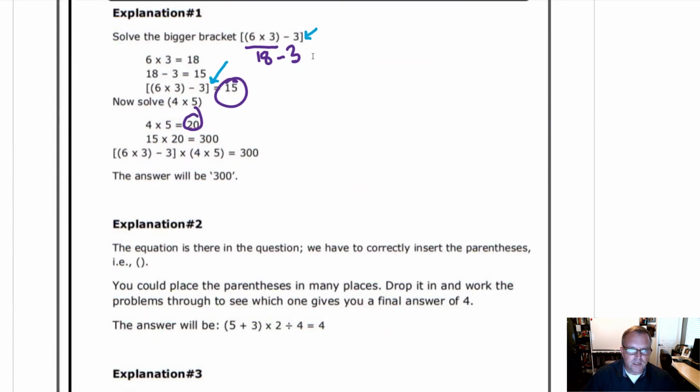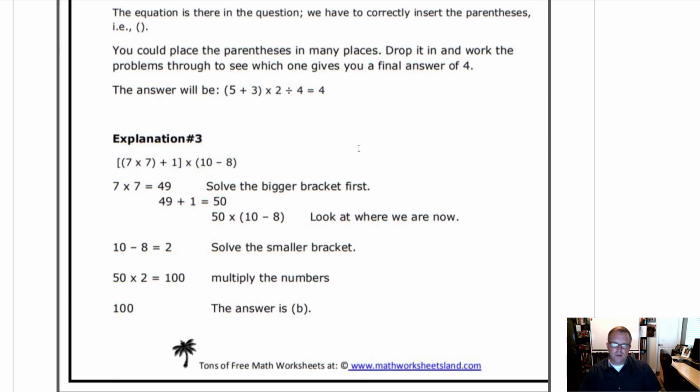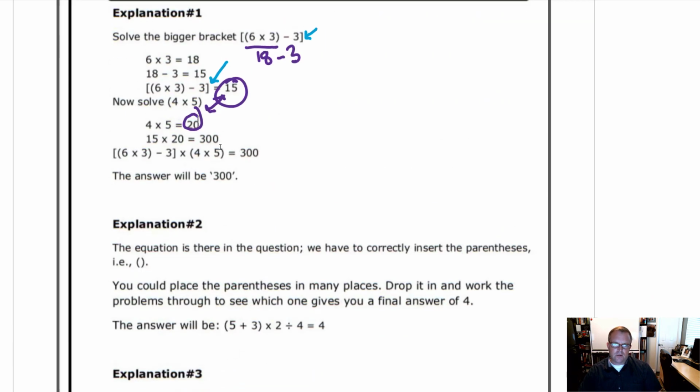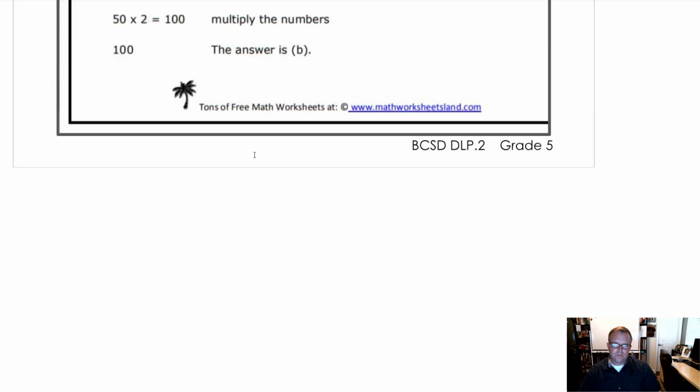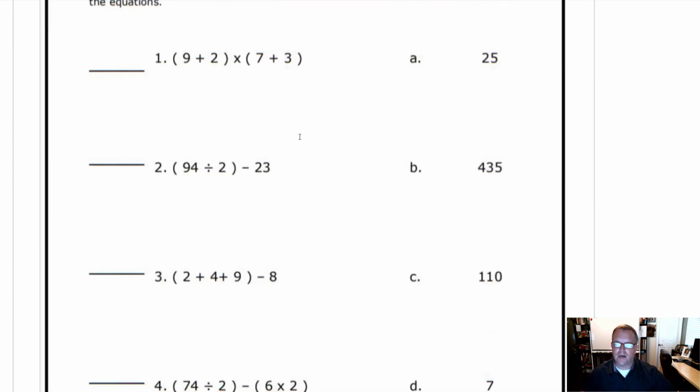Now solve 4 times 5. Okay, 15 times 20 equals 300. They got this 15 times 2. I think we're missing something here. We're missing a problem here. All right, let's go to explanation 2. I don't know. Let's just go to our work. Let's go to our work, guys.